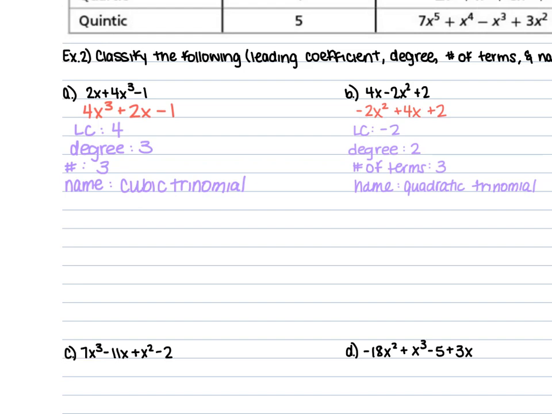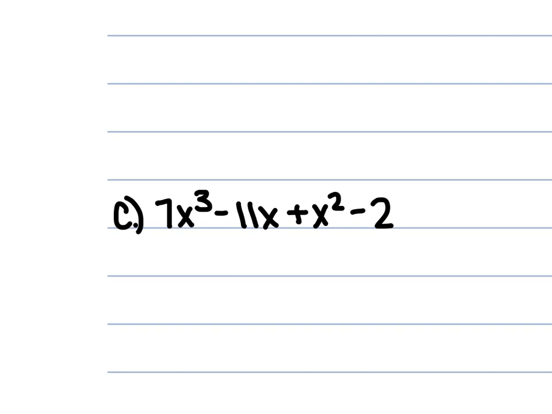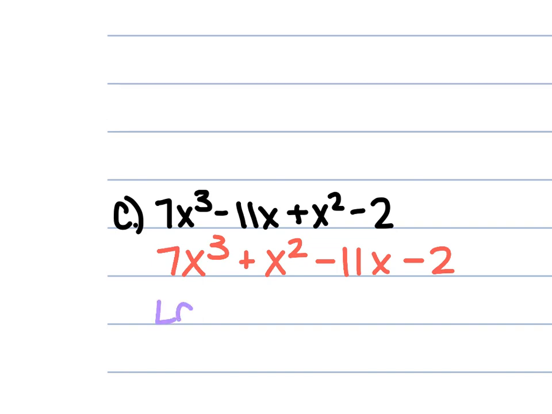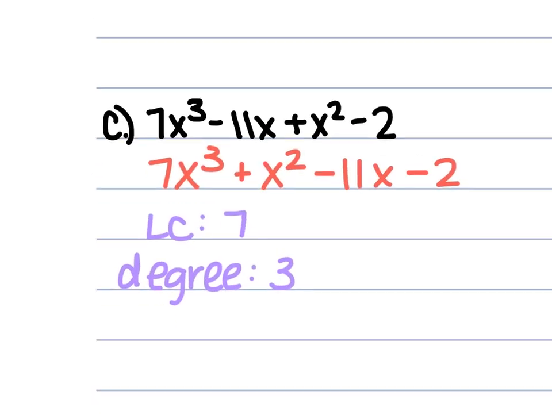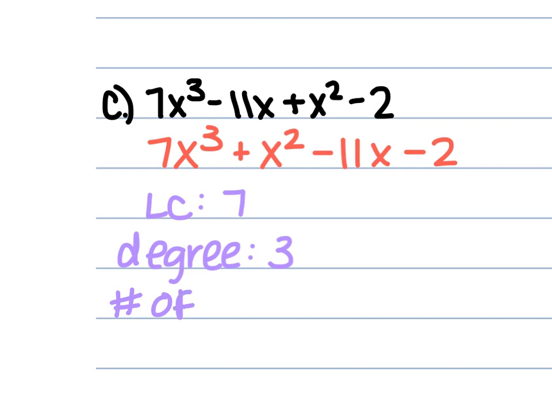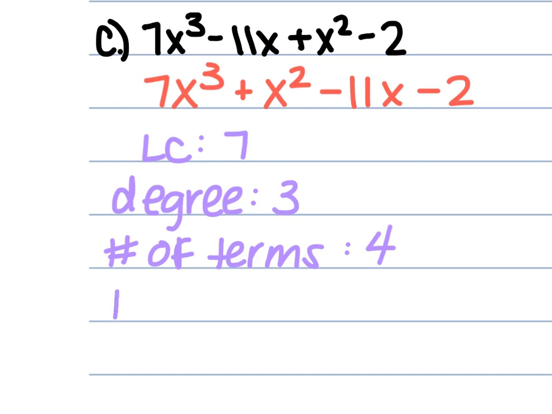If we look at example C, they give us 7x cubed minus 11x plus x squared minus 2. So again, rearrange this to where it's in standard form. So 7x cubed plus x squared minus 11x minus 2. You have the leading coefficient of 7, the degree of 3, the number of terms is 4. So this is a polynomial. So the name of it is a cubic, because of the degree, polynomial.